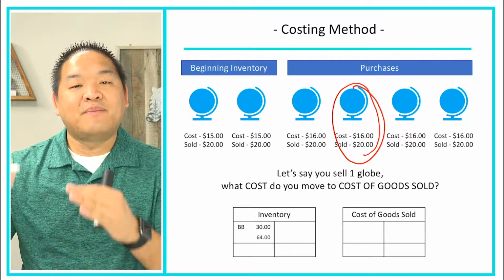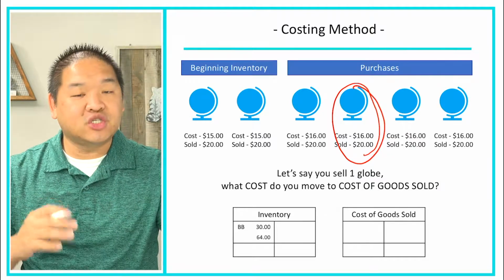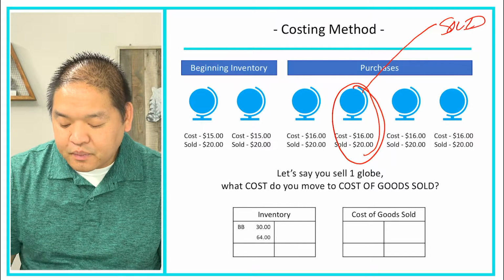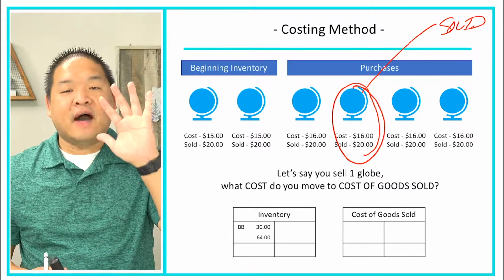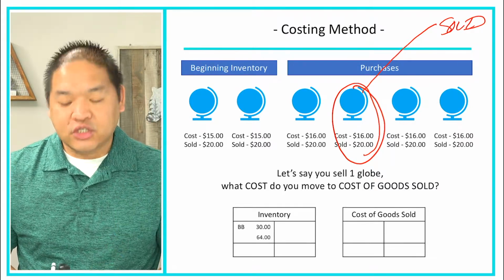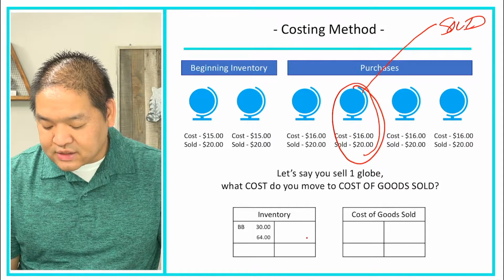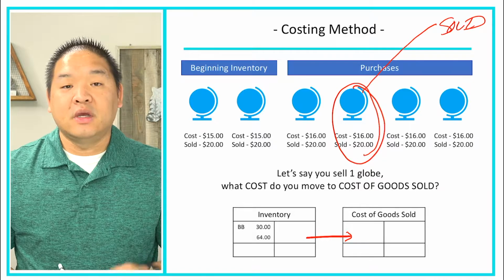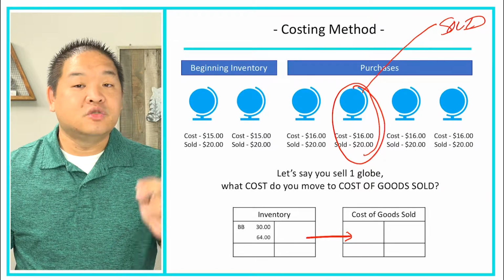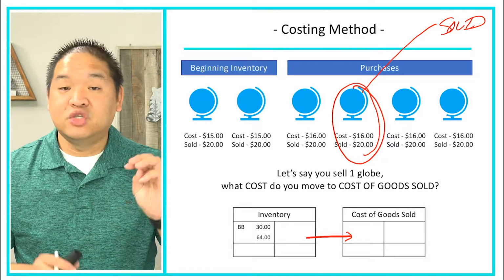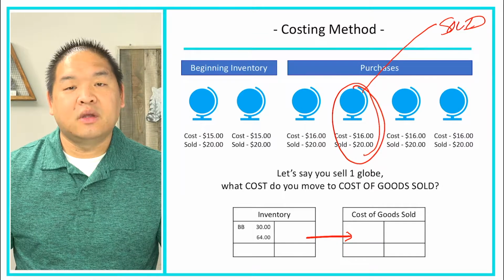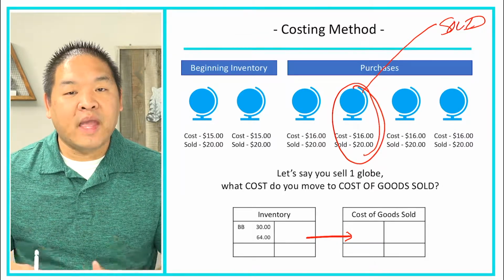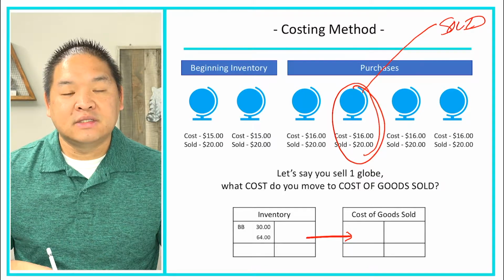So customer picks up that globe from my shelf, and that's what they want. So that's what we sell. So now I have 5 globes left. The question is, which costs do I move from inventory to cost of goods sold? Do I move the 15? Do I move the 16? Do I move some other amounts? And that's the predicament that we have, and that's why we have these costing methods to figure it out.